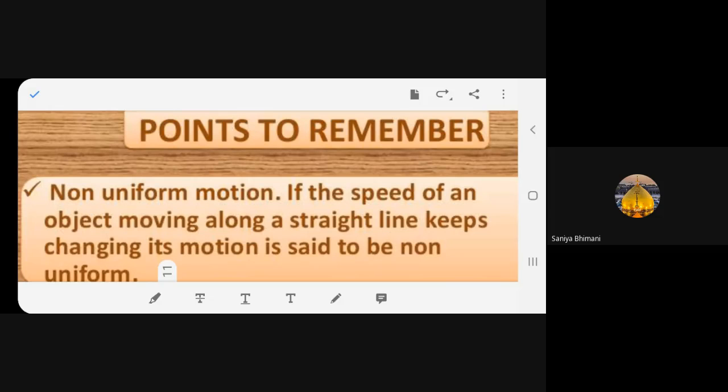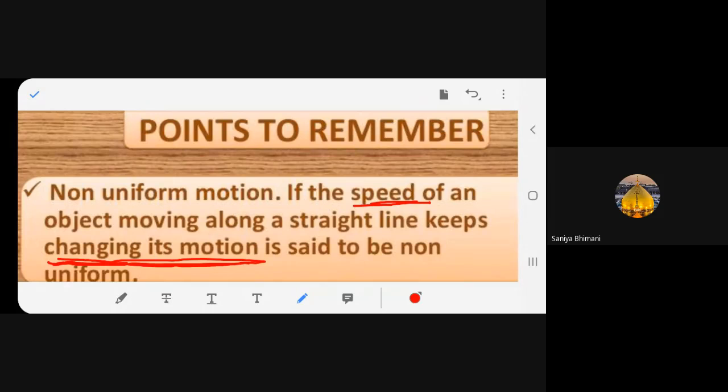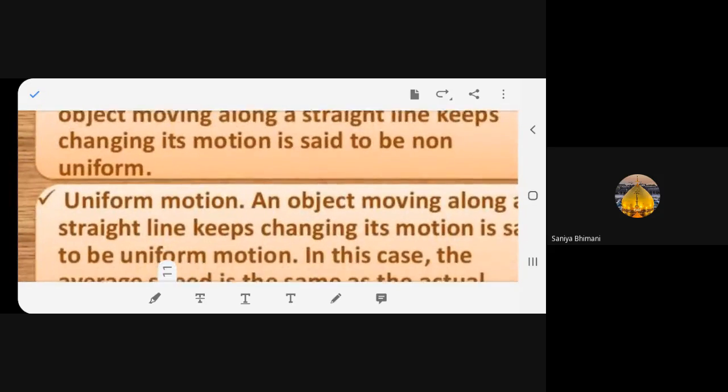Points to remember. Non-uniform motion. If the speed of an object moving along a straight line keeps changing, its motion is said to be non-uniform. So what is important over here? Speed changing its motion. That is what you have to remember. Non-uniform motion, speed changing continuously. Fine. Now we come to uniform motion.